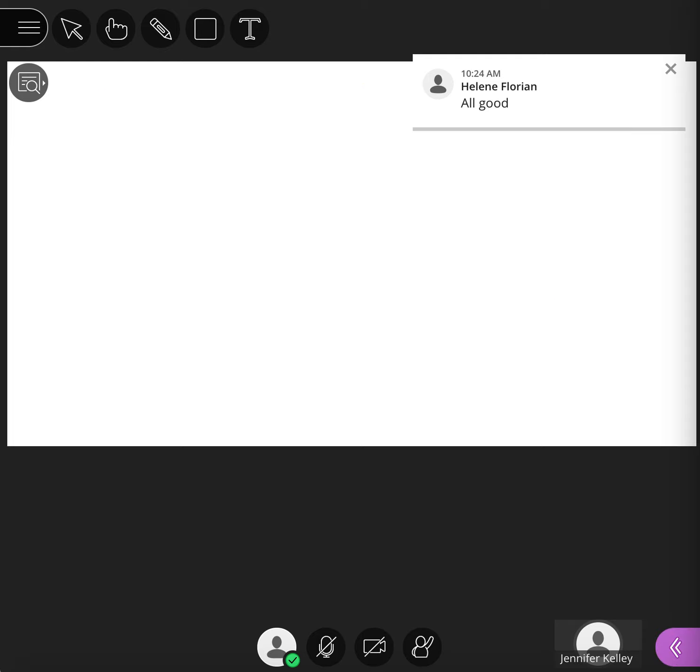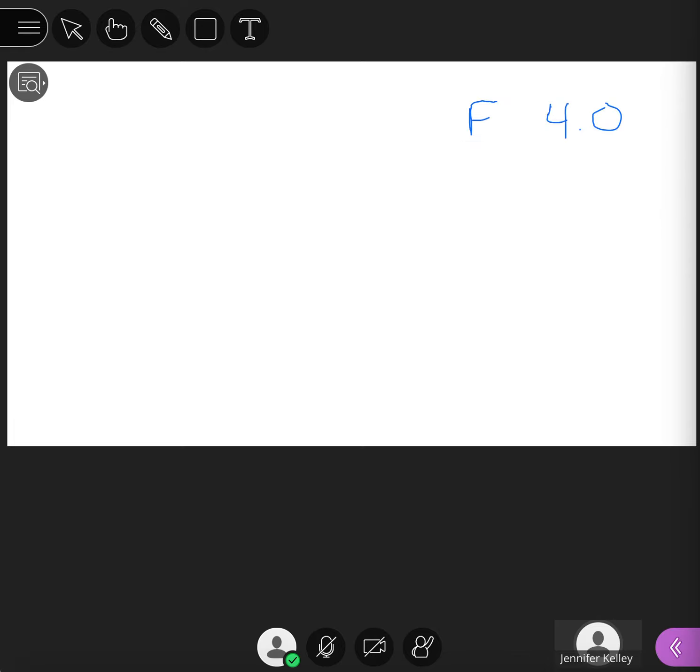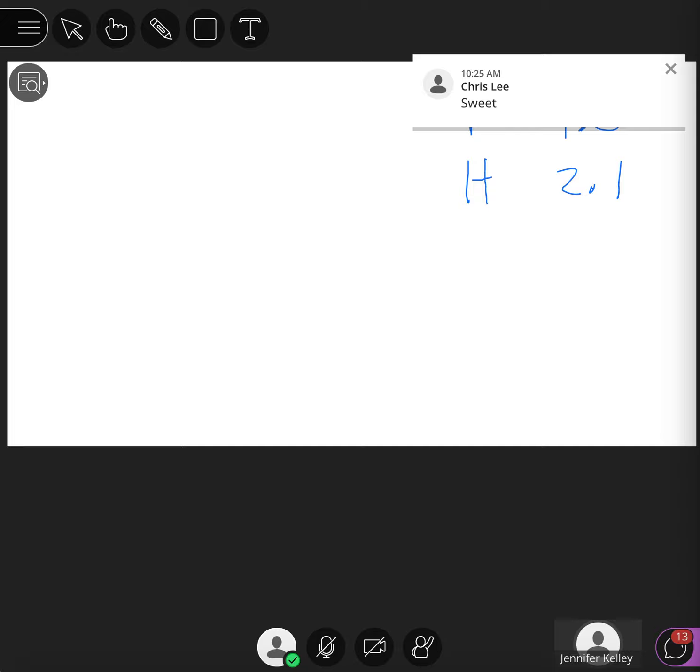Figure 4.5 in the textbook is basically a periodic table, and it's got a lot of numbers on it. For example, fluorine has the number 4.0, and hydrogen has the number 2.1. You don't have to memorize the electronegativity numbers. In the homework, it's not going to give you the numbers because it expects you to look them up. But on the exam, it gives you the numbers because nobody's going to memorize all those.